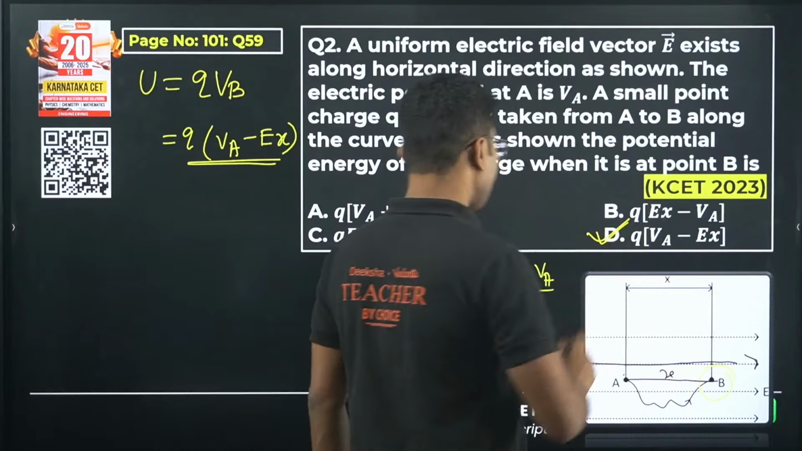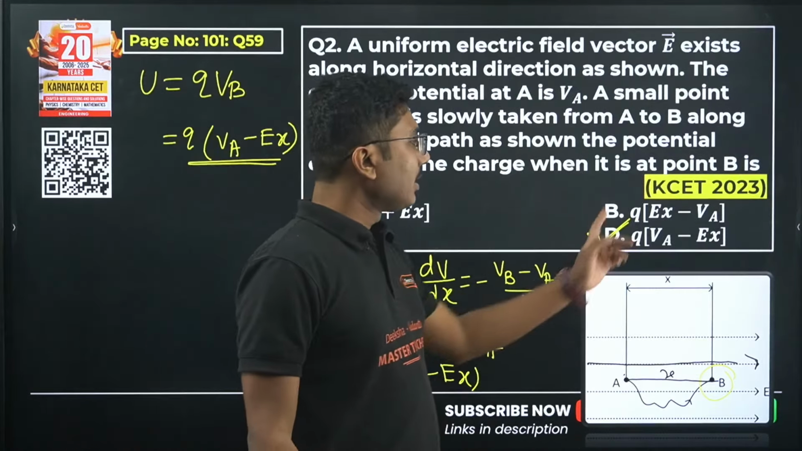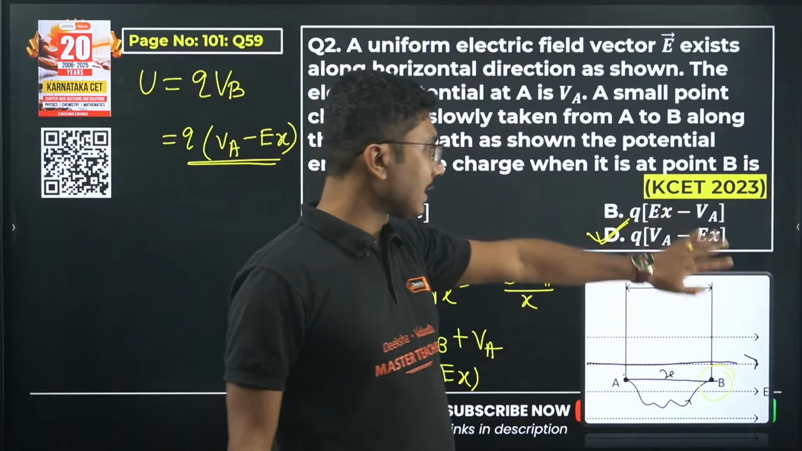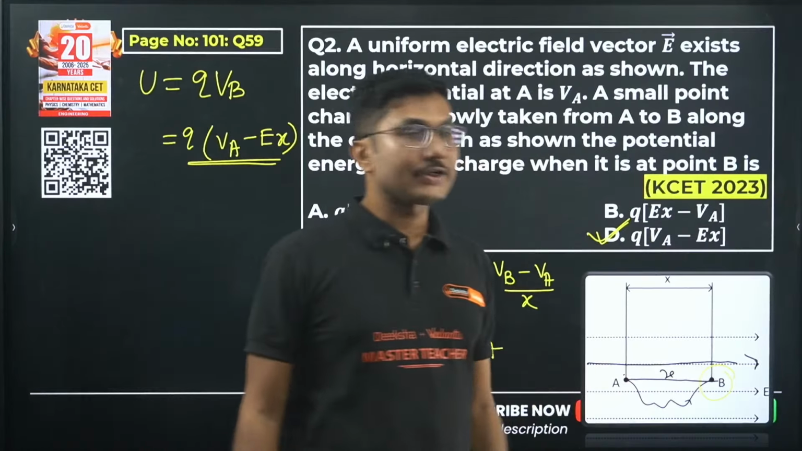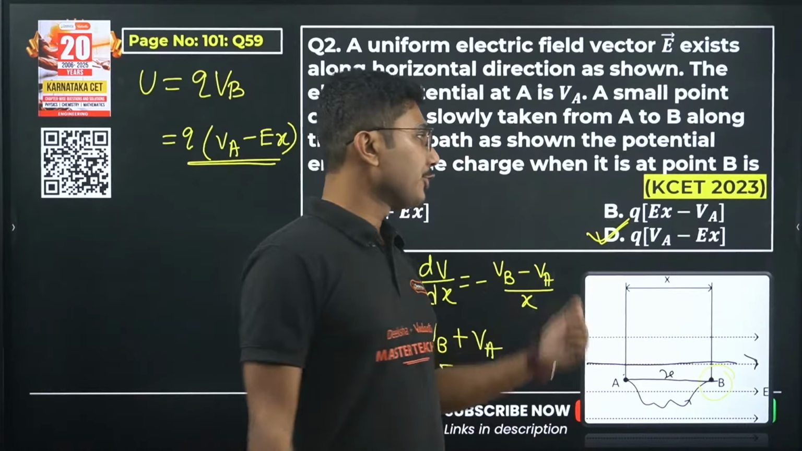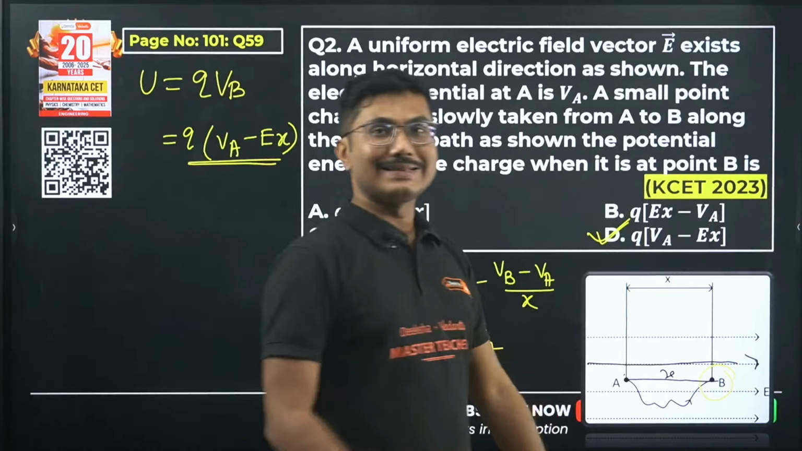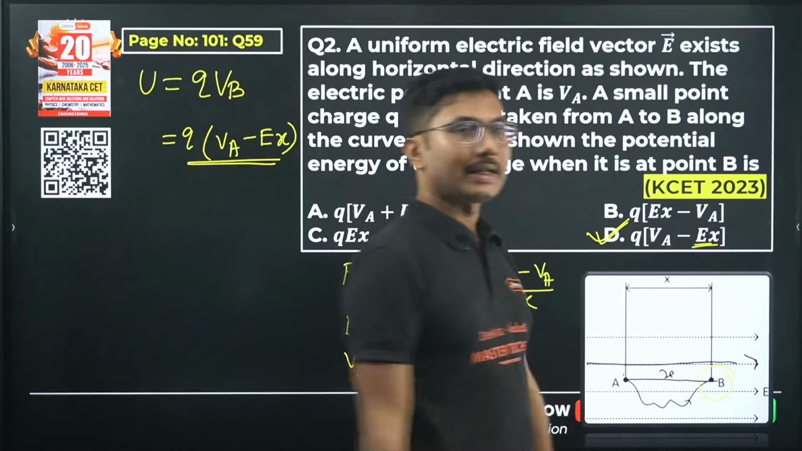Okay, those who answered option B or option A, it is obviously not correct. Option B is not correct, because you have to understand that as you are moving in the direction of the electric field, the potential will decrease, and potential decreases means it must be less than that of VA. So that's why VA minus EX is the correct answer.